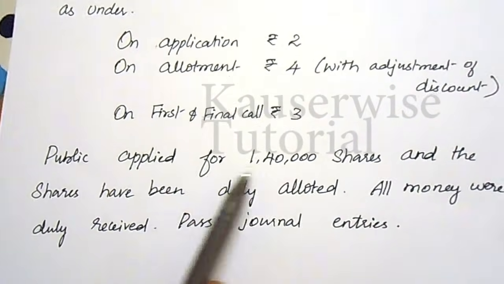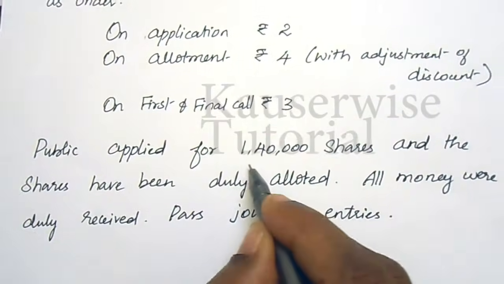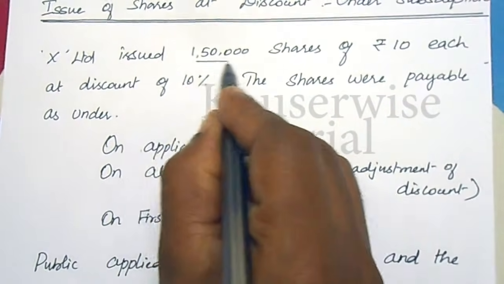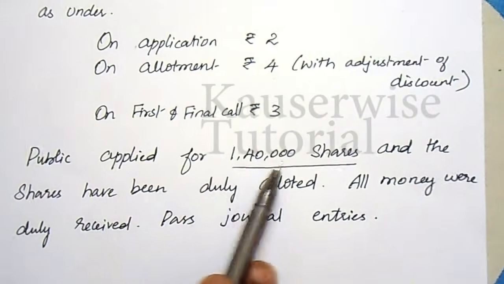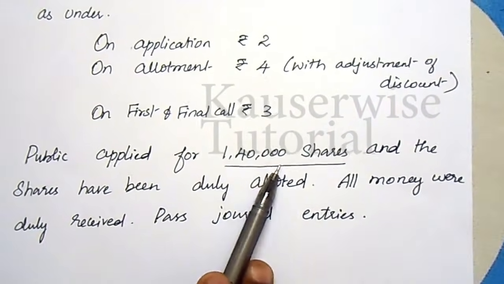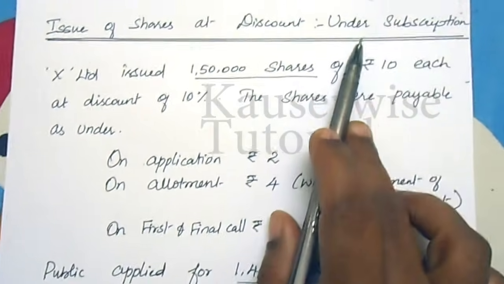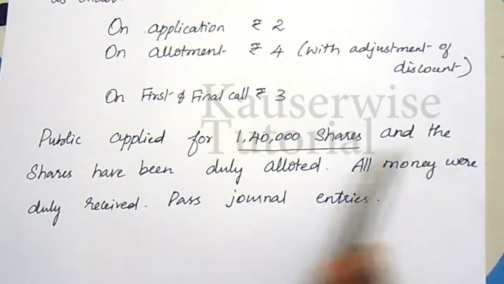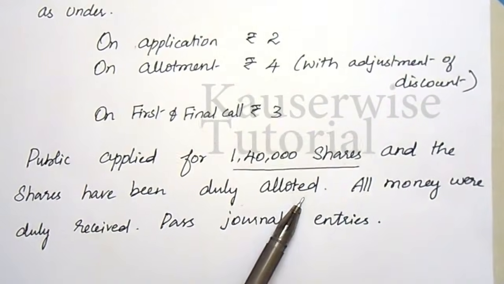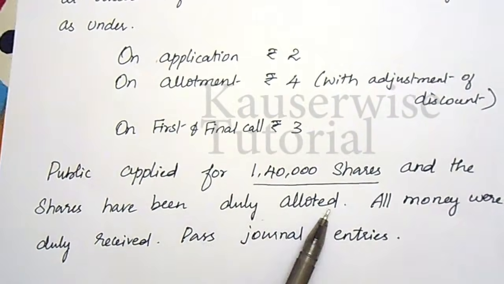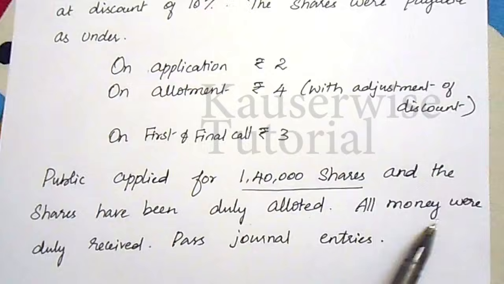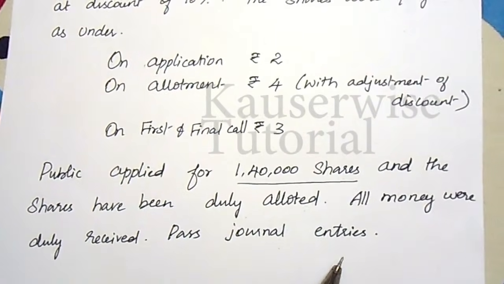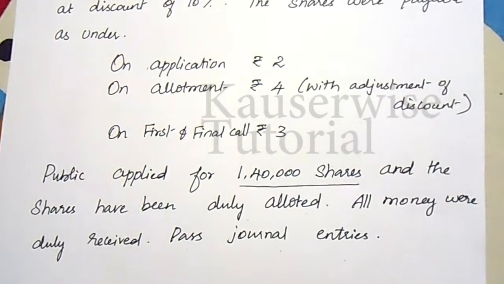Public applied for 1,40,000 shares. Look at the problem. The company offered 1,50,000 shares. But the public applied for how many shares? Only 1,40,000 shares, which means under subscription. The entire shares were duly allotted to all shareholders and all money was duly received. Now they ask you to pass journal entries for the above transaction. This one is a very simple problem.